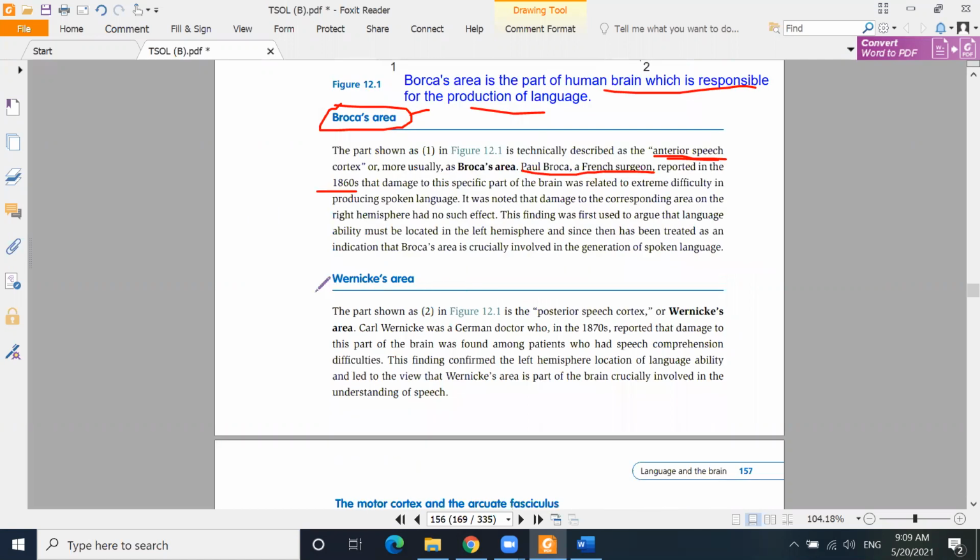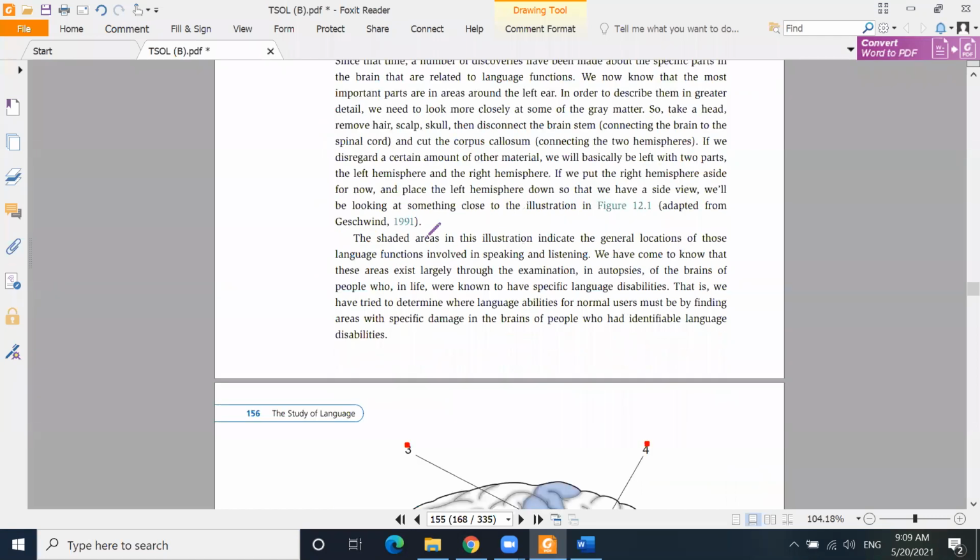Coming to Wernicke's area, which was discovered by Karl Wernicke, who was a German doctor, right? And it was discovered somewhere in the 1870s. Okay, he was diagnosing the brain of a patient who had got some damage in this part of the brain, right? Into which part of the brain? This part.